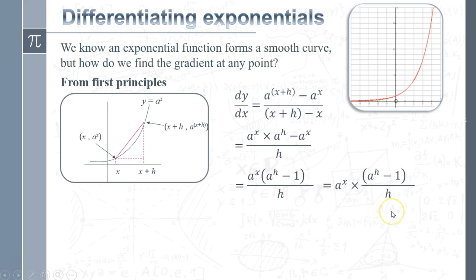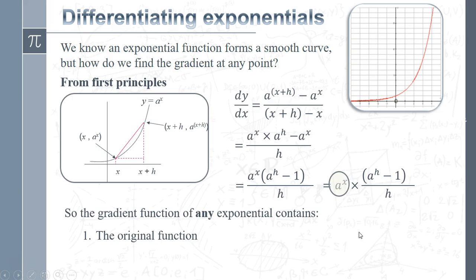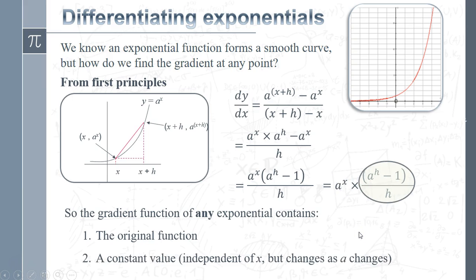You'll notice that within my gradient function, my original function was y equals a to the power of x, and in my gradient function, that a to the power of x is still there, but it's been multiplied by this thing here. Now, this thing here is just going to be some constant that is independent of x. It will tend to particular values as you make h increasingly small, and the values it will tend to will change depending on how big you choose your value for a.